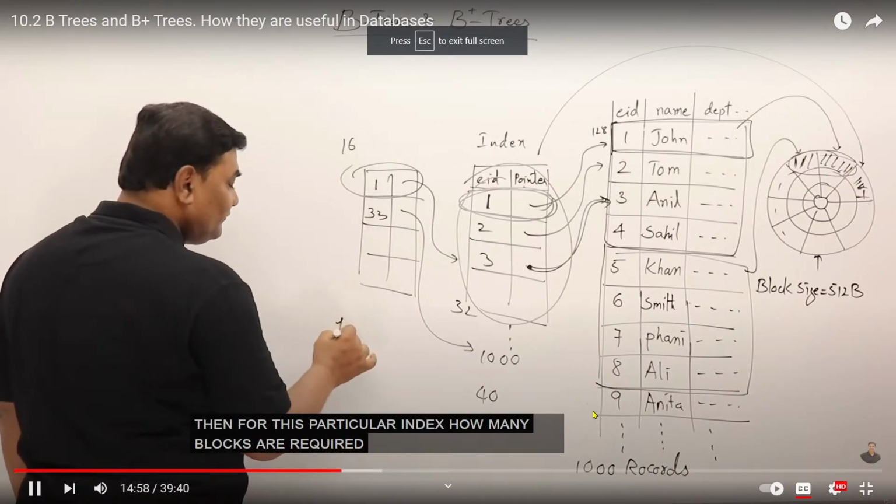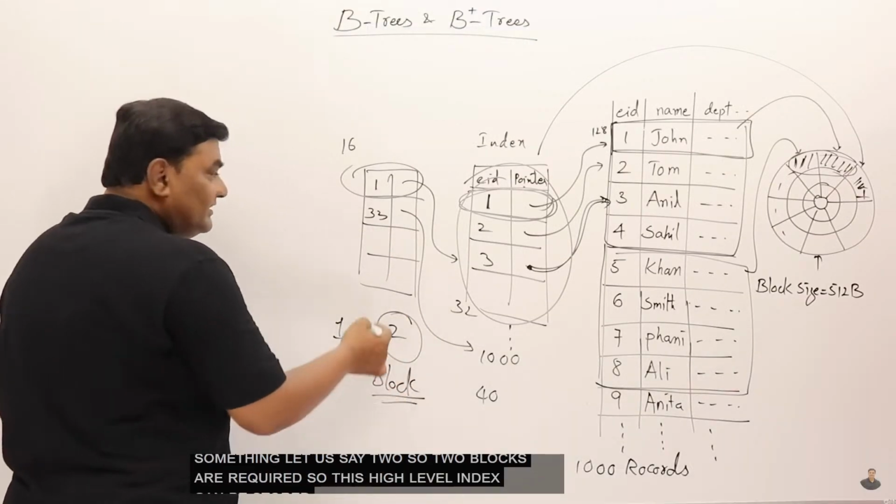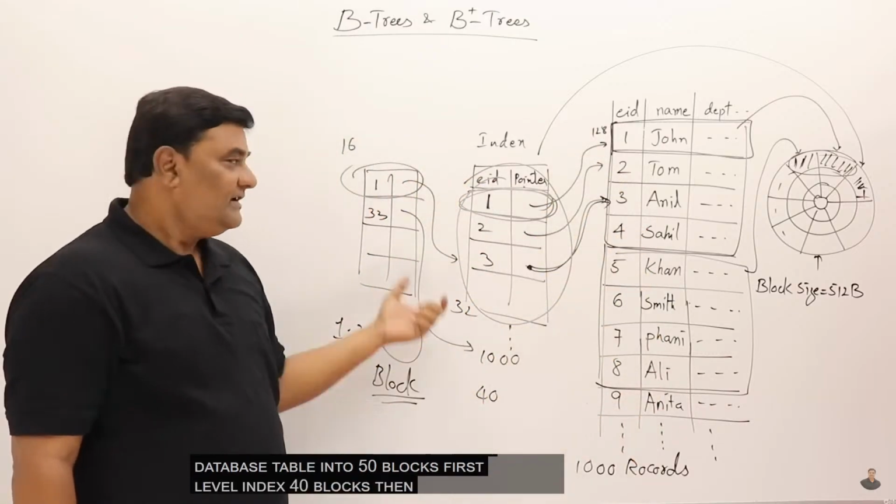Then for this particular index, how many blocks are required? Just 1 plus point something. Let's say 2. So 2 blocks are required. So this high level index can be stored just in 2 blocks. So data is 50 blocks. First level index 40 blocks. Then next high level index just 2 blocks.